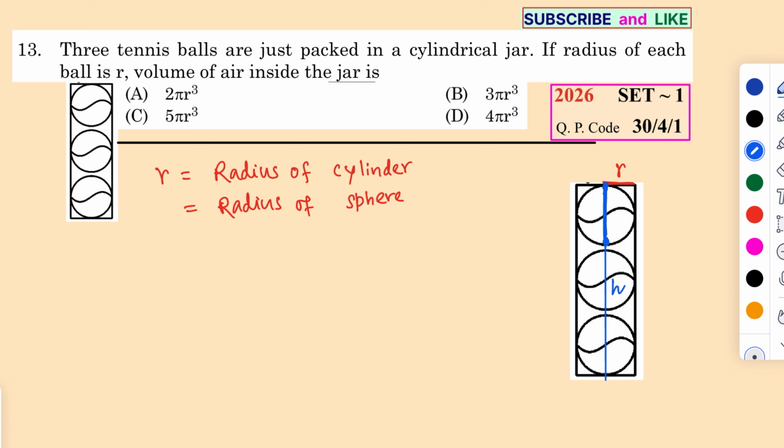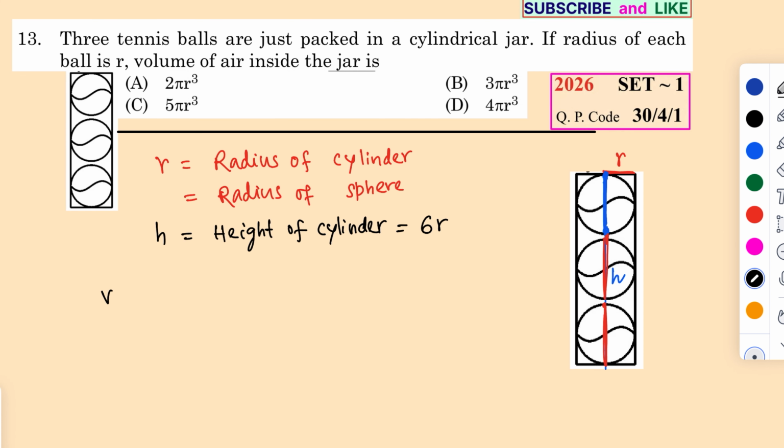Similarly, again here all are touching each other. Actually, there is no gap in between. Again it is touching here. This is 2r, and again it is 2r. That means 6r. So height of the cylinder is equal to 6r. Height of the cylinder is equal to 6r.